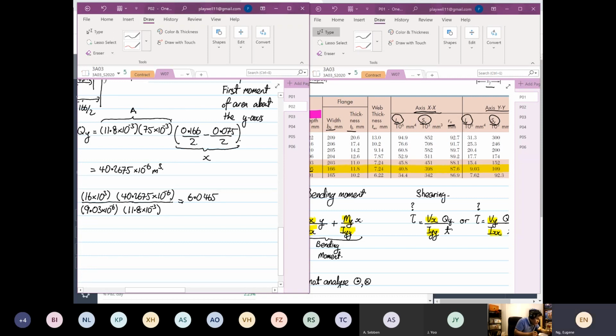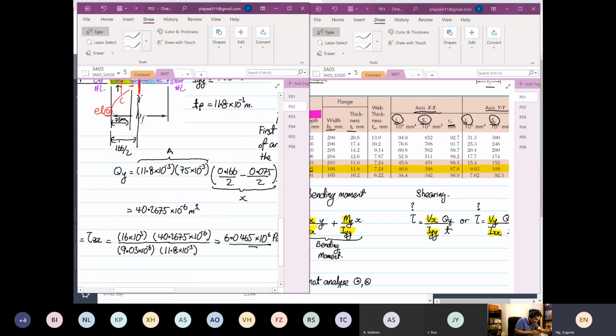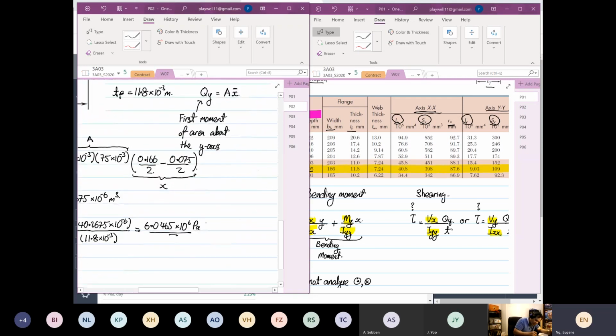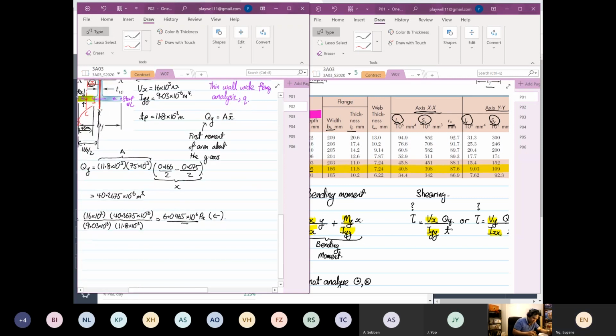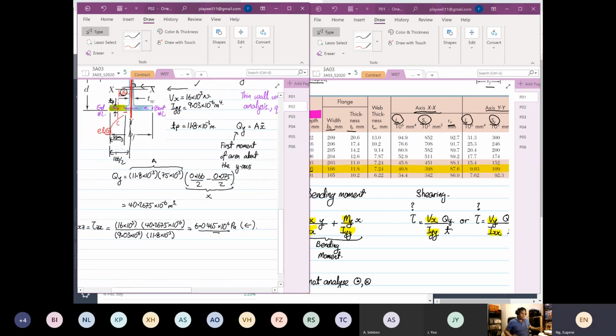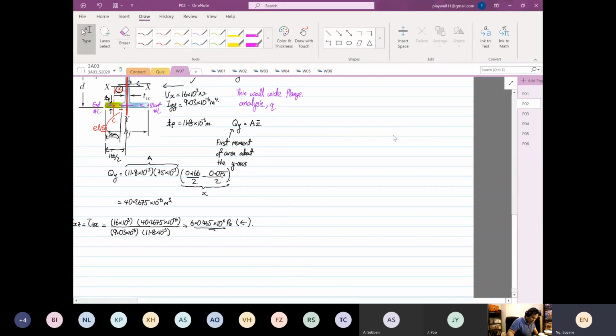Right, 60465 times 10 to the power 6 Pascal. Okay, and the direction based on the shear flow is going towards the left hand side. You have to know the direction. Now I'm not going to hurt your brains, but I'm going to ask you guys a question.